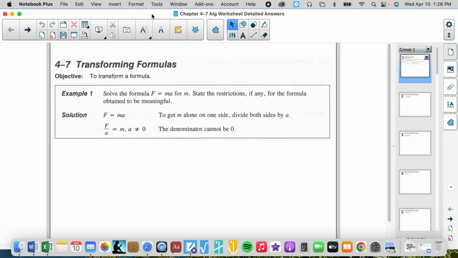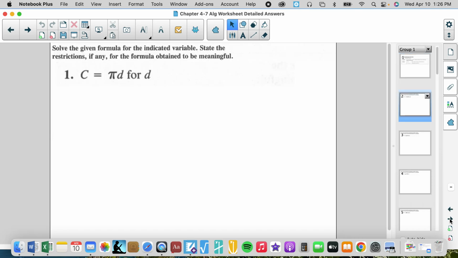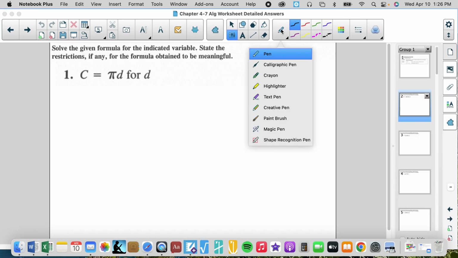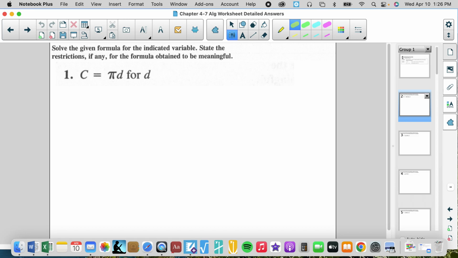Chapter 4:7, transforming formulas. This moves completely away from everything else that we've been doing in chapter 4. But there is value in the sense of solving for the variable. This really reverts back to earlier chapters where we are going to isolate for a variable. In this case, we're going to isolate D. We're going to solve for D.